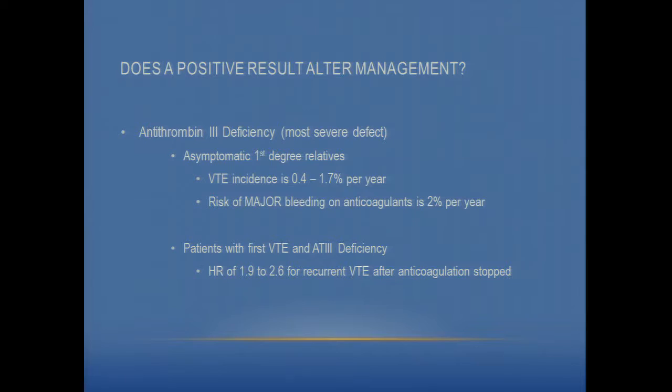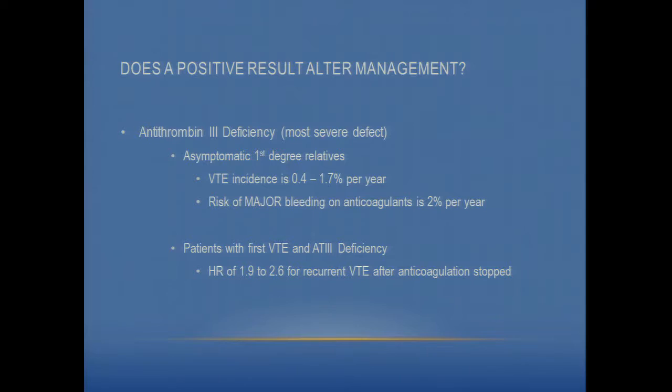So if I have a 5-year-old who's diagnosed with AT3 deficiency, what are the chances that they're going to have a clot at some point in the next 50 years of their life? Well, I know this is not really how you're supposed to do this, but 1% per year, 50 years, 50%. I know it's bad math, but as you live longer and longer, your risk goes up and up. So, okay, we say the risk of having a clot for this young kid with AT3 deficiency is 1% per year.